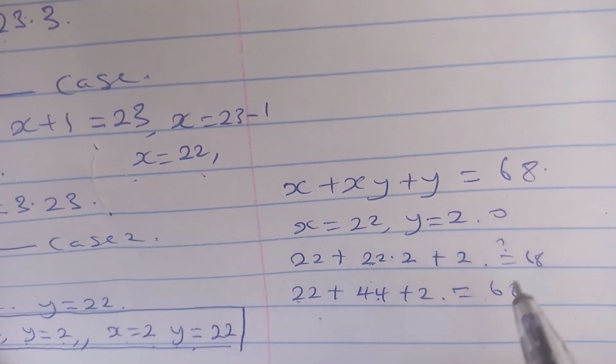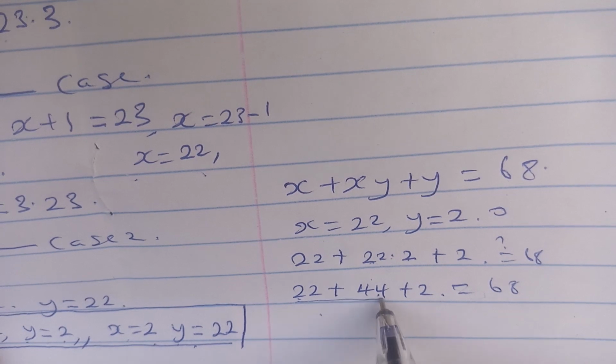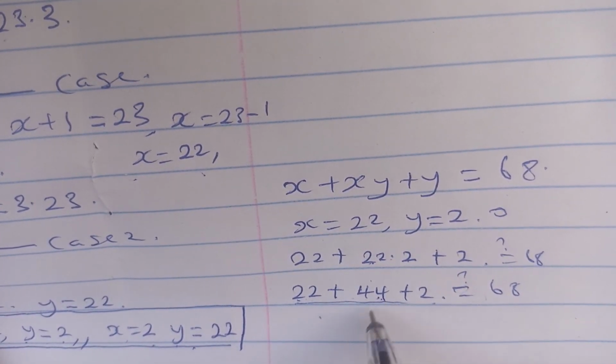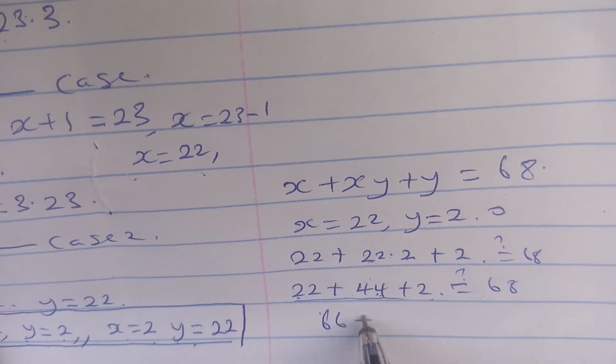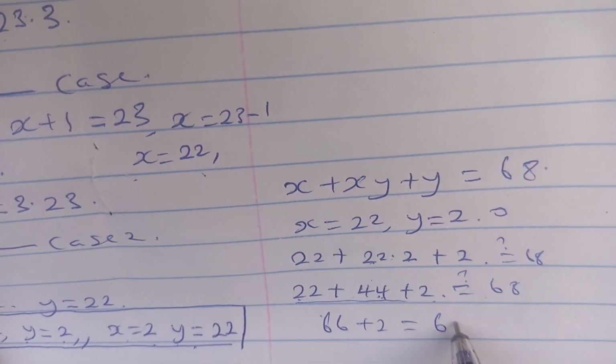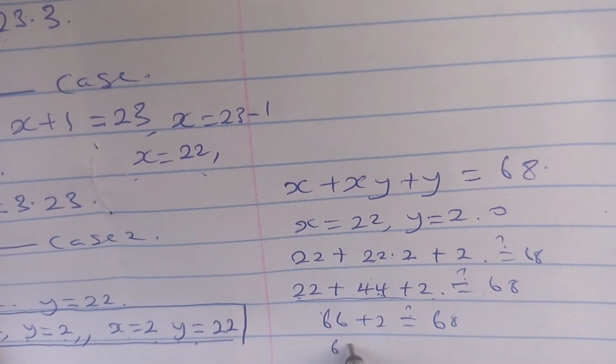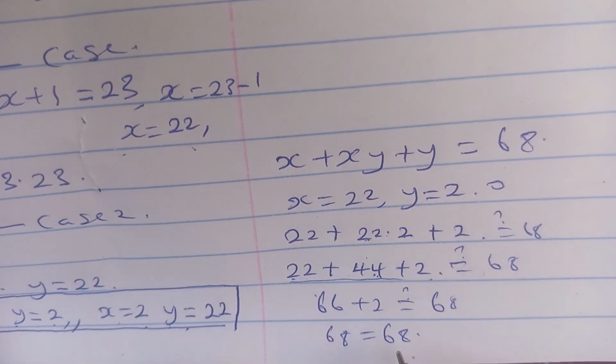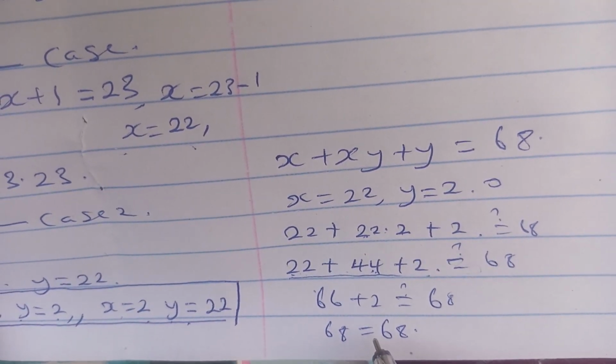Adding all these up, 22 plus 44 is going to give us 66, and 66 plus 2 is going to give us 68. So we have 68 is equal to 68. So the values of x and y in case 1 are correct.